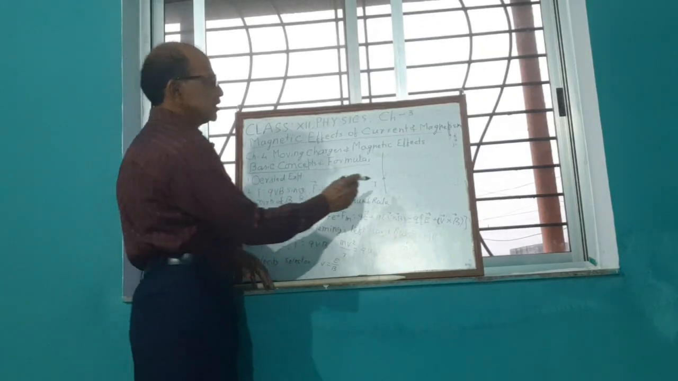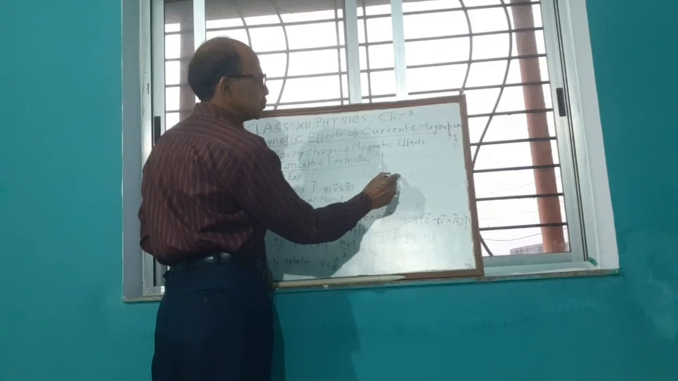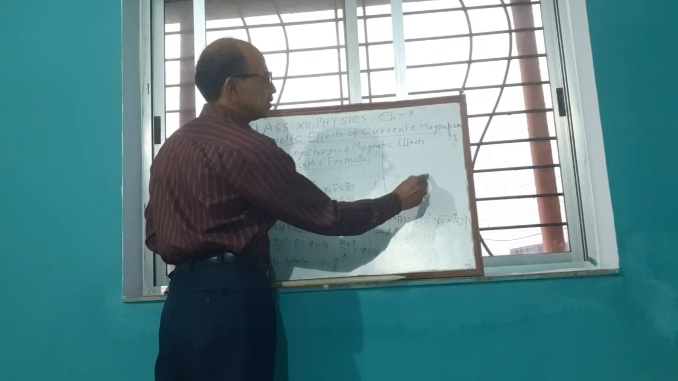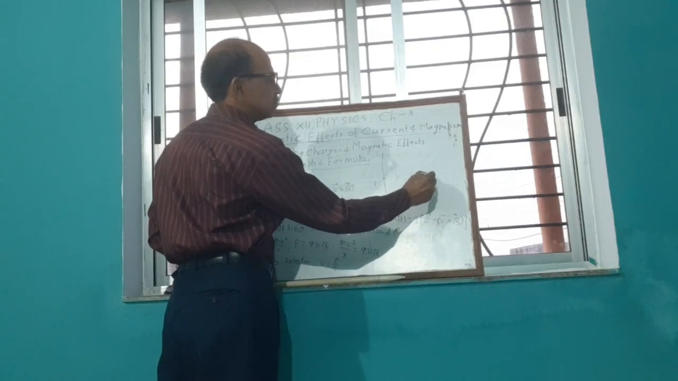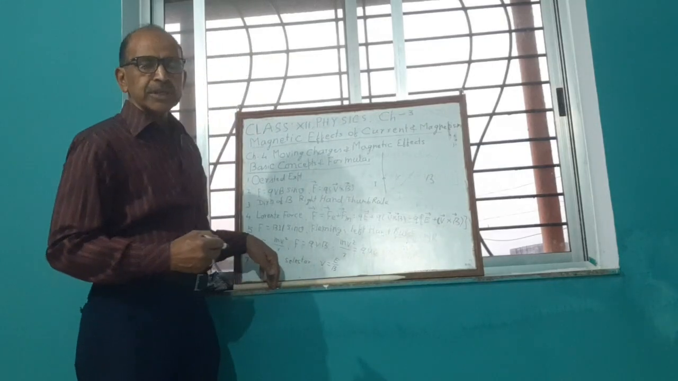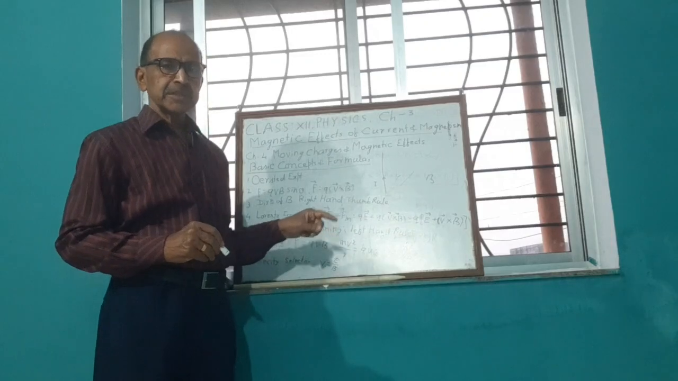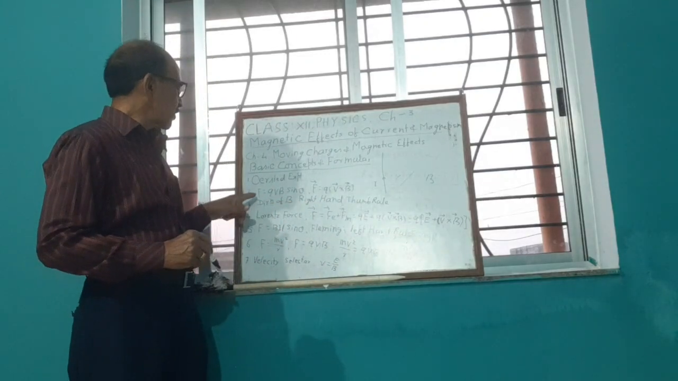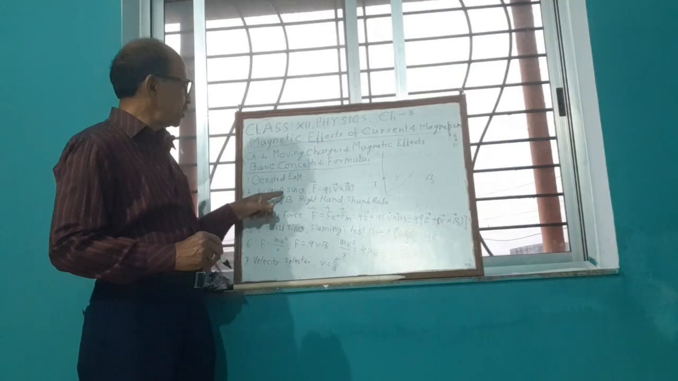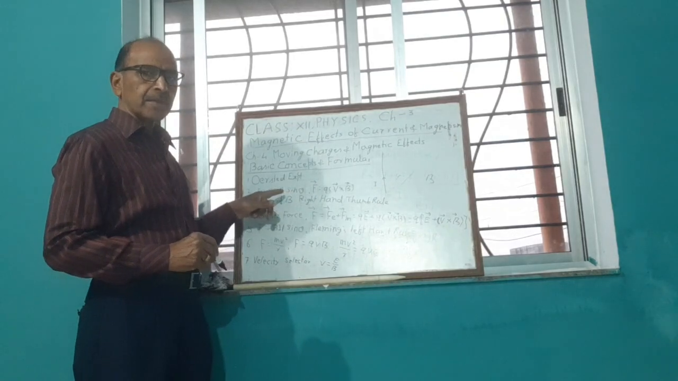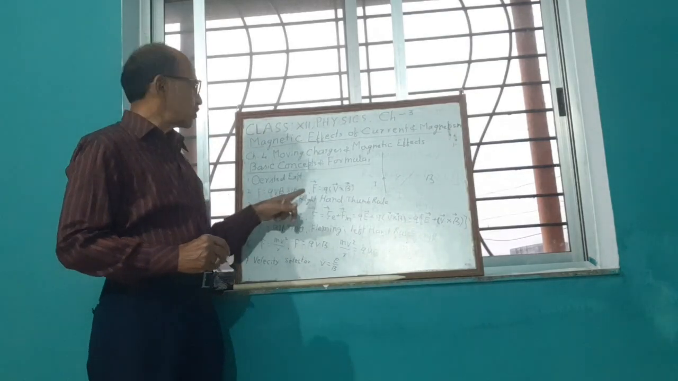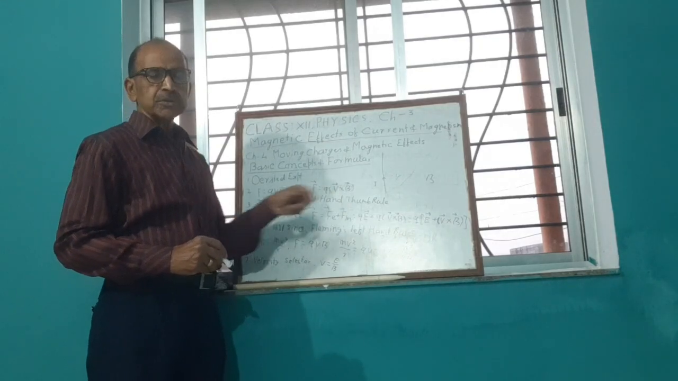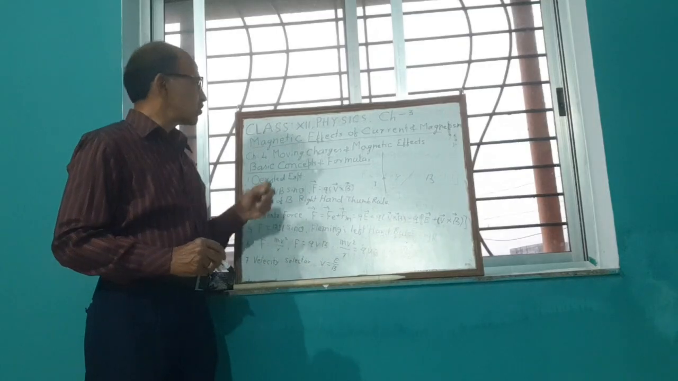Now, if charge Q is moving in a magnetic field B, a force acts on the charge. This force is known as magnetic force. How much force is acting? F is equal to QVB sin theta. In vector form, F vector is equal to Q V cross B.